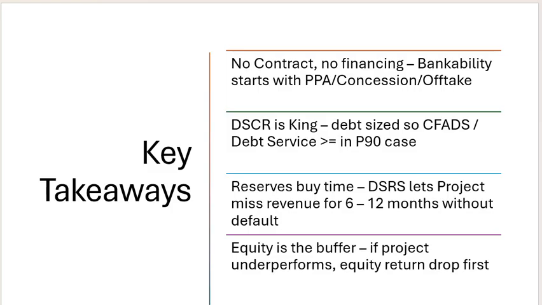The debt service reserve account lets the project miss payments for 6 to 12 months without a default if the project gets delayed, with marginal effects or other factors, so we need to do that also. And equity is the buffer: if the project underperforms, equity returns drop first. So these are the key things which we are going to learn in infrastructure project finance structure and bankability, guys. And this is the end of the slides.